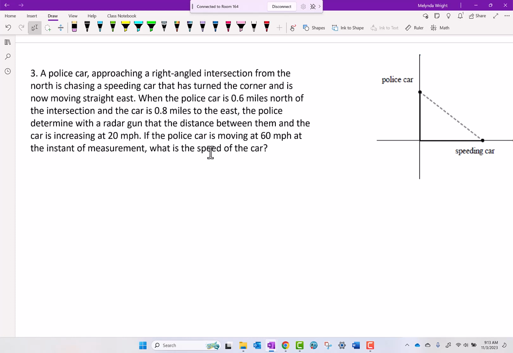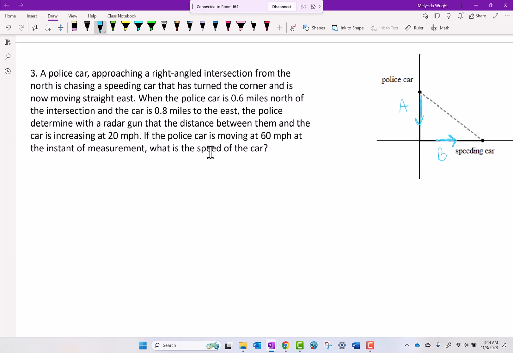So we've got the police car coming from the north. So this way, so we really should put an arrow. This is significant. The direction that they're going is significant. The police car is going from the north, chasing a car that's now moving east. So this car is moving east. So that's the way that car is going. I called this A. Again, you can use whatever variables that you want. And I called this car B.